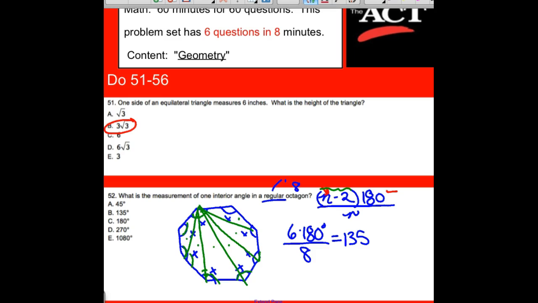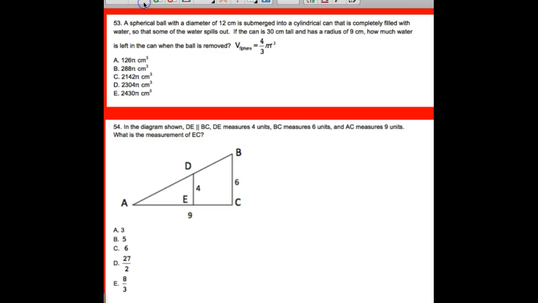All right, next one up. Lots of geometry, that's what we're reviewing in these middle videos. A spherical ball has a diameter of 12 and is submerged in a cylindrical can that's completely filled with water. So we've got a can that's 30 centimeters tall. Let's go draw that. The can has a radius of 9.